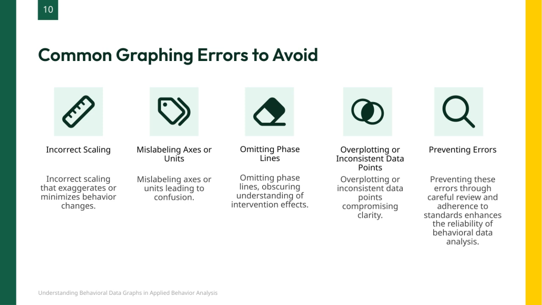Another issue is omitting phase lines. These lines mark important changes or interventions, and without them, it's difficult to see how these events affect behavior over time. Overplotting or having inconsistent data points can also reduce clarity, making the graph cluttered or misleading. The key to preventing these errors is careful review and sticking to established standards, which helps ensure our behavioral data analysis is accurate and reliable.